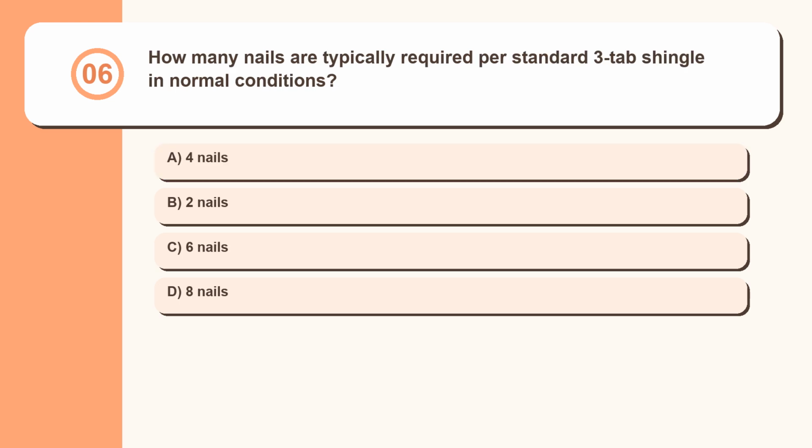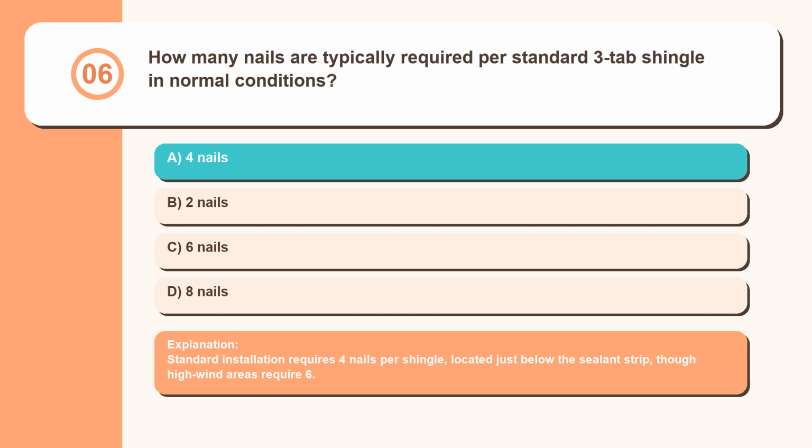Question 6. How many nails are typically required per standard 3-tab shingle in normal conditions? 4 nails, 2 nails, 6 nails, 8 nails. Standard installation requires 4 nails per shingle, located just below the sealant strip, though high wind areas require 6.